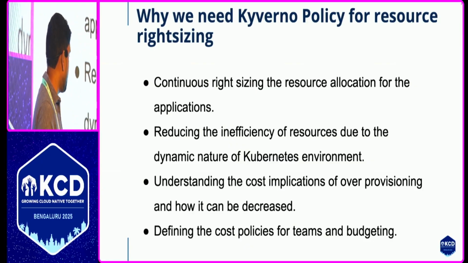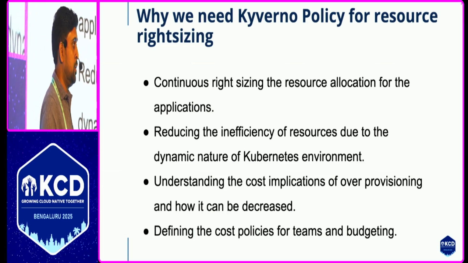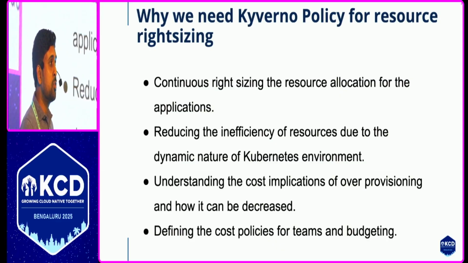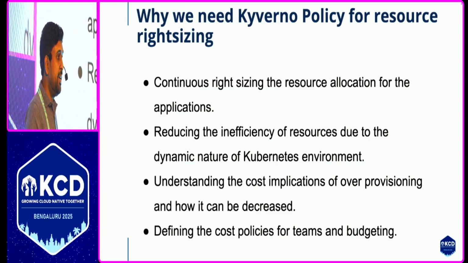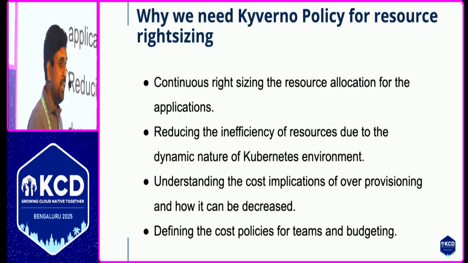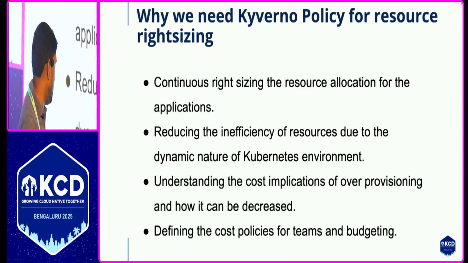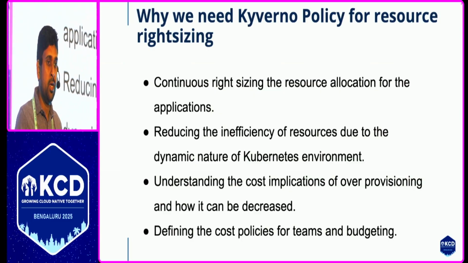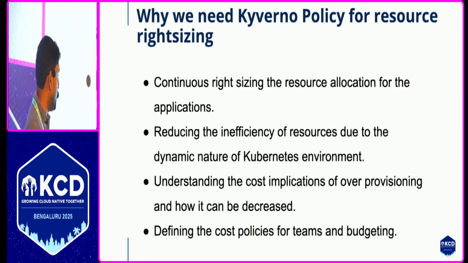The last point is defining the cost policies for the teams and budgeting, right? A lot of times we have seen that there are multiple teams who work on a single cluster, and there's no mechanism of cost budgeting on the namespace level. You want some criteria on which you can define whether a person is able to deploy any resource inside a namespace without crossing the budget allocated to that namespace. That's where you can define those policies using Kyverno and other solutions like OpenCost, right? That will help you in creating those policies.